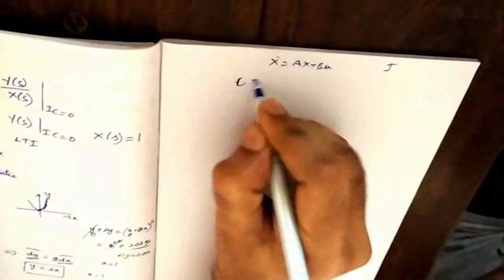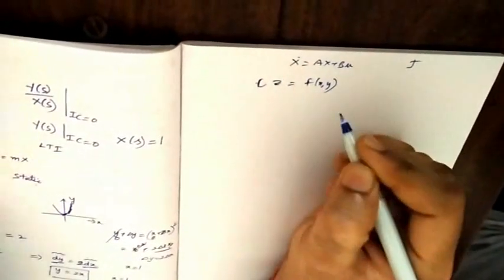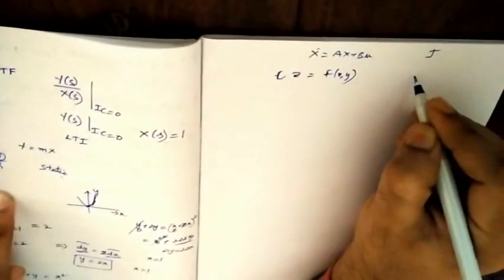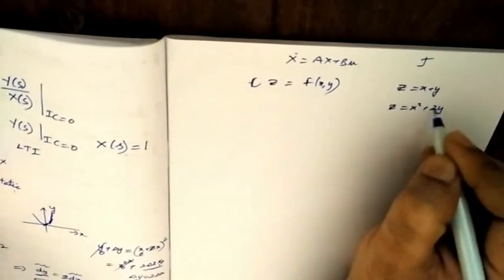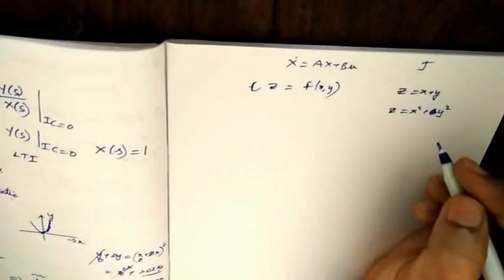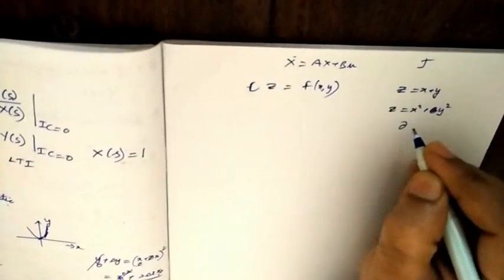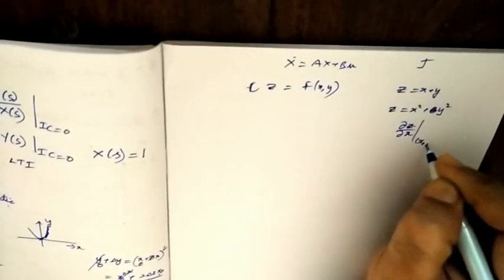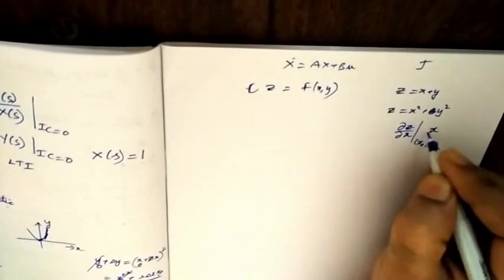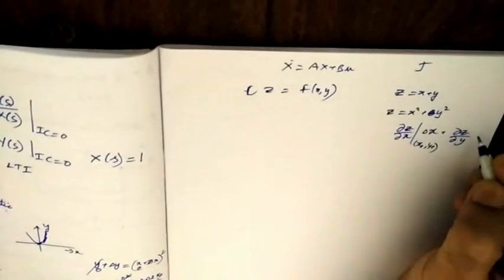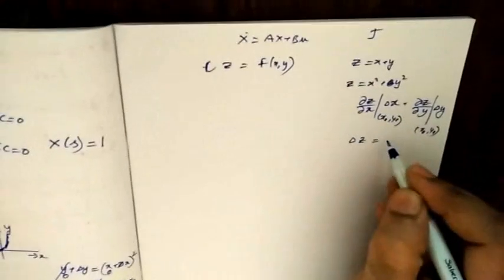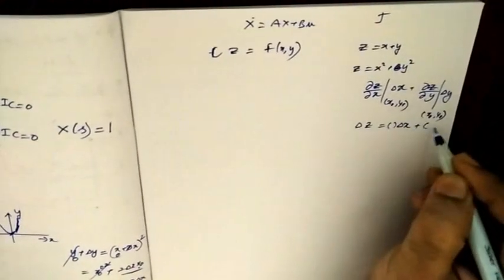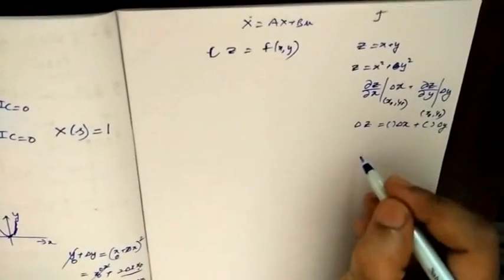Suppose z is equal to a function of x and y. Y is a function of a single variable x, while z is a function of two variables x and y. So z is equal to x plus y, it is linear. z is equal to mx plus ny, it is linear. But z is equal to x square plus y square, it is not linear. So for that you will use partial derivatives. You should have something like dou z by dou x at x naught comma y naught into delta x plus dou z by dou y at x naught comma y naught into delta y. That is how you will get delta z is equal to some constant multiplied into delta x plus some constant multiplied into delta y.